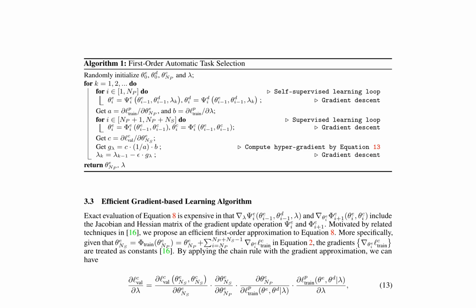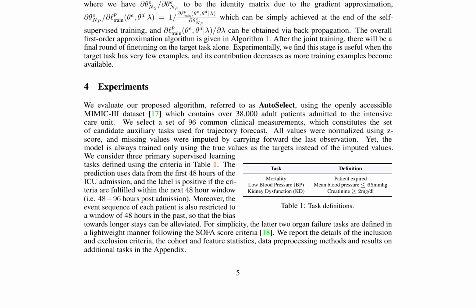To address the computational expense of evaluating equation 8, an efficient first-order approximation is proposed, treating gradients nabla theta-e_i LC train as constants. By applying the chain rule with the gradient approximation, the hypergradient G lambda is computed using equation 13, involving partial differential LC val, partial differential theta-ens, partial differential theta-ens, partial differential theta-enp, and partial differential LP train, partial differential lambda, obtainable via backpropagation and gradient approximation.